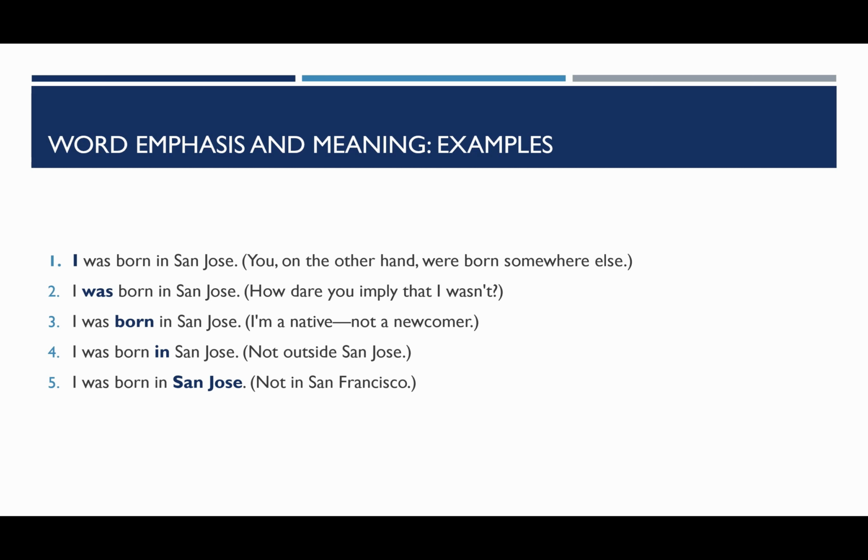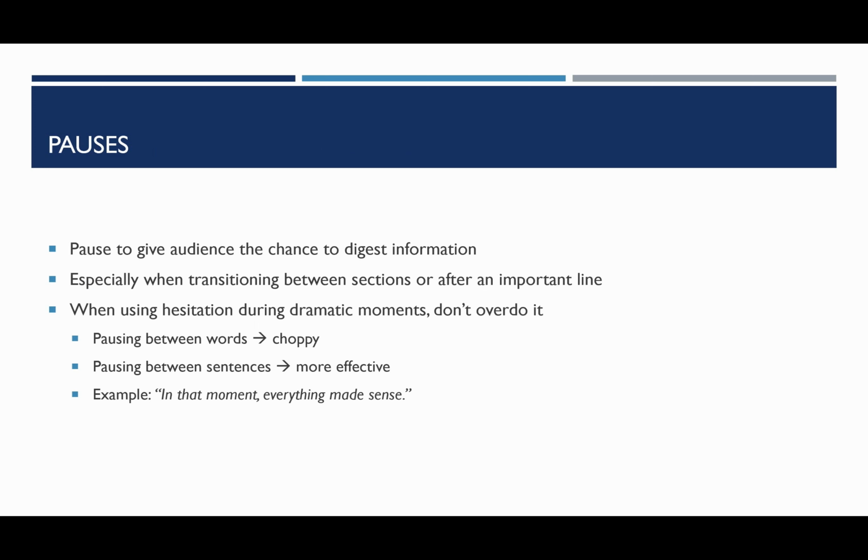Okay, finally, pauses. Pause to give the audience a chance to digest information. This is especially important when you're transitioning between sections or after you say an important line. Pause. Now, one trap people fall into is using hesitation during dramatic moments. Don't overdo it. There's a difference between pausing between the words and pausing between sentences. If you pause between the words in a sentence, it becomes choppy and doesn't make sense. If you pause between sentences, that's more effective.